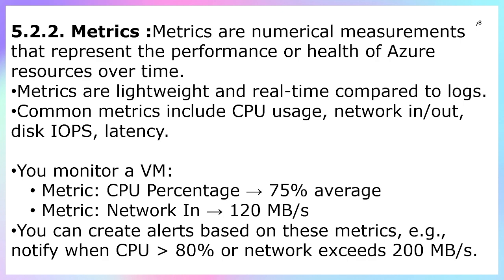You can monitor a VM using the metrics. CPU percentage: is it going to 75% or more? We can use it. Metrics like network in at 120 Mbps. What exactly is it? Metrics are by which we can calculate and see. You can create alerts based on the metrics, for example, more than 80% CPU, or network exceeding 200 Mbps. So what do metrics do? Metrics are only the numerical measurements that represent the performance. Right.